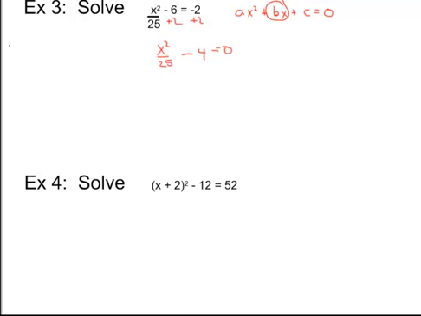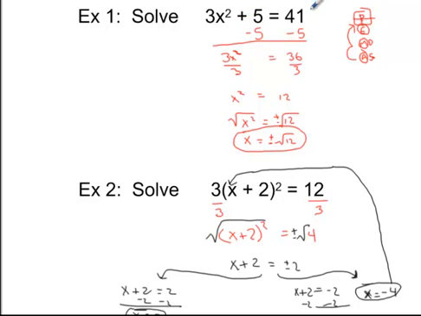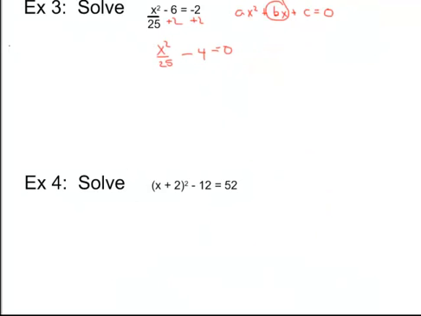Let's go back a page. This was also missing the b term. I've got a second degree term, a is 3. I've got a c term. I never really did solve for the constant because I didn't subtract 41 from both sides. I subtracted 5 and got 36. If I did subtract the 41, c would have been negative 36. So the first type is ax squared plus c equals 0, and that can be solved with inverse operations. The other type isn't really in that form.